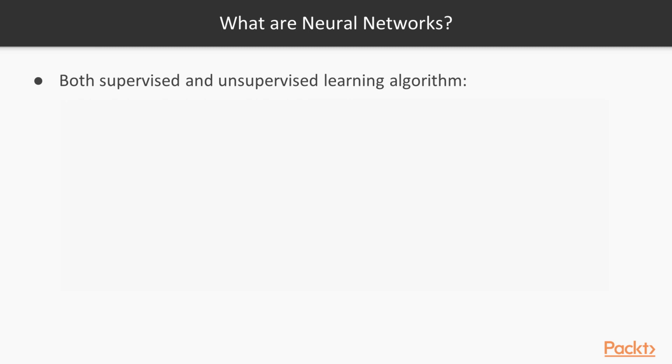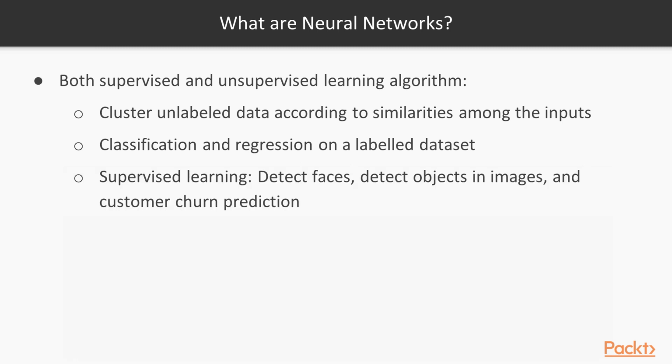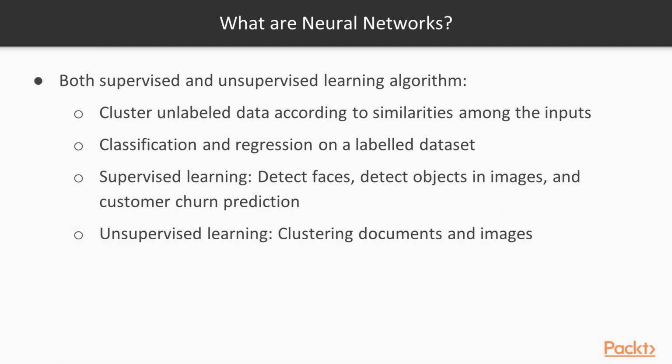Neural network is both an unsupervised and a supervised learning algorithm. You can use neural networks to cluster unlabeled data according to similarities among the inputs. You can use neural networks to classify and do a regression on a labeled dataset. Some supervised learning cases where neural networks are used are to detect faces, detect objects in images, customer churn prediction, etc. Some unsupervised learning cases where neural networks are used are to cluster documents, images, etc.